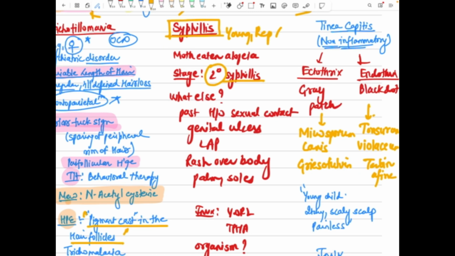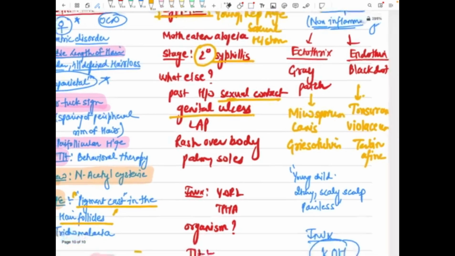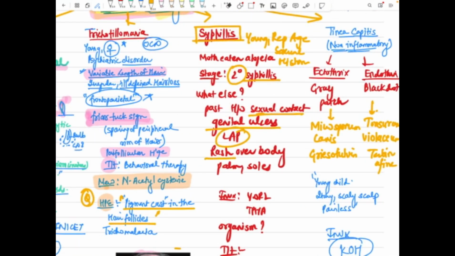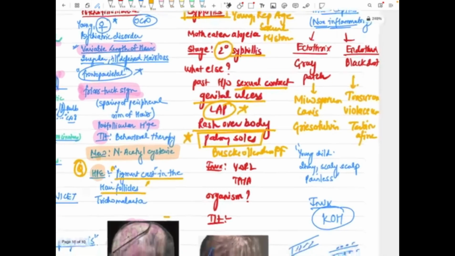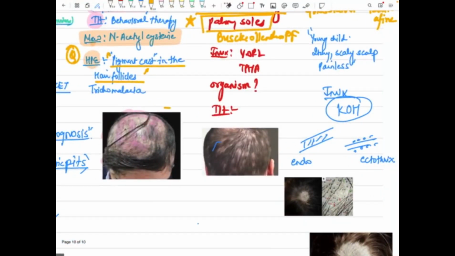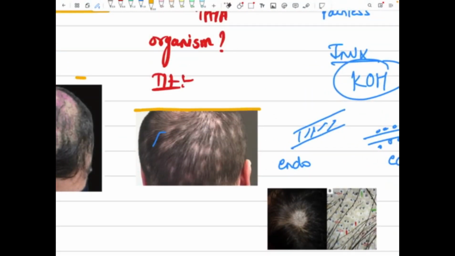a young reproductive age male having a sexual history and past history of genital ulcers, past history of sexual contact along with genital ulcers which heal, but now he has what? He has rashes all over the body, he has lymphadenopathy, he has palm and sole lesions of secondary syphilis. Now, apart from that, they will provide this picture. What is this? This is known as moth-eaten alopecia of secondary syphilis.